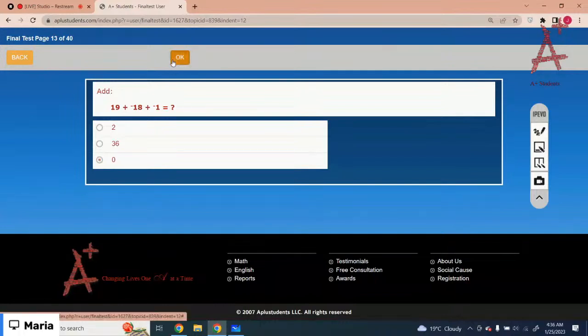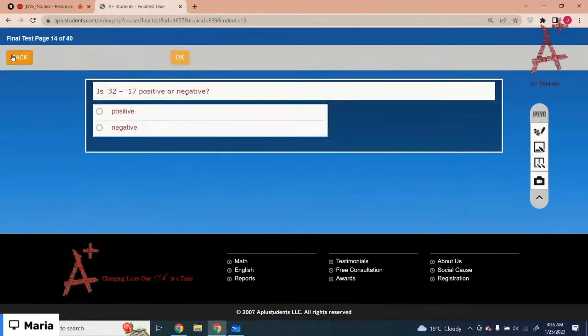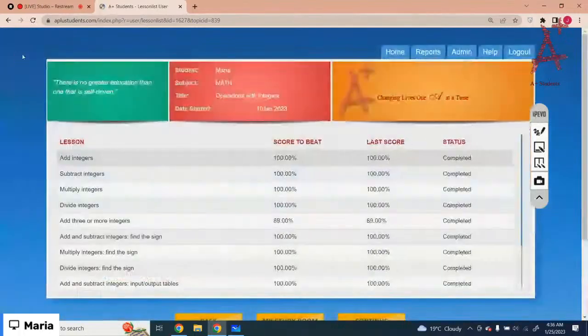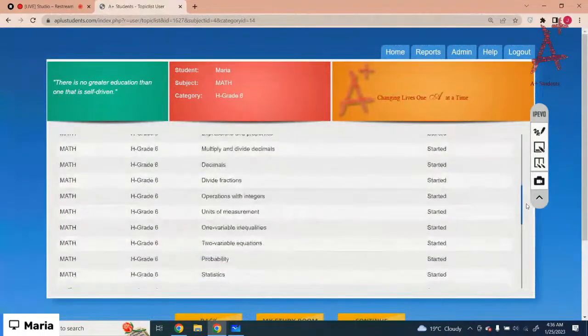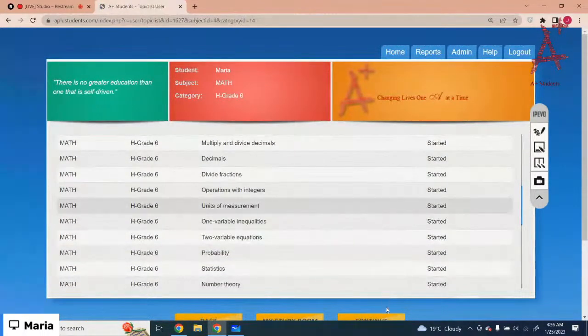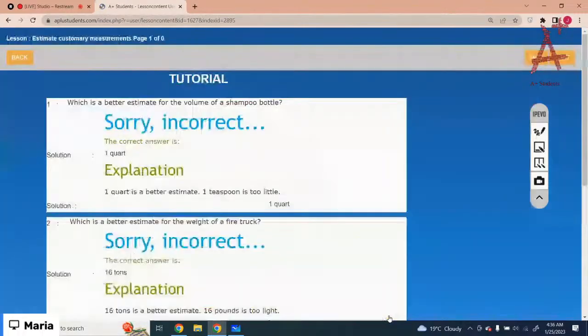Okay, you can complete the test by yourself later today. So I'm going to start the new chapter, that is unit of measurement. Got it? Let's start with the new chapter, that is unit of measurement. Okay, here is the new chapter, unit of measurement. Let's start with the new lesson. Okay, and start with the very first lesson, that is estimate customary measurement. So let's start with the first lesson.